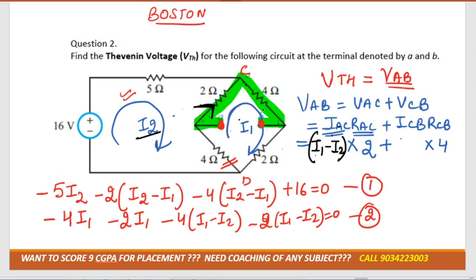Okay. Next is ICB. As you can see that ICB is in the corner branch. So you are moving from C to B, and current is also moving from C to B. So ICB would be simply equal to I1, right?